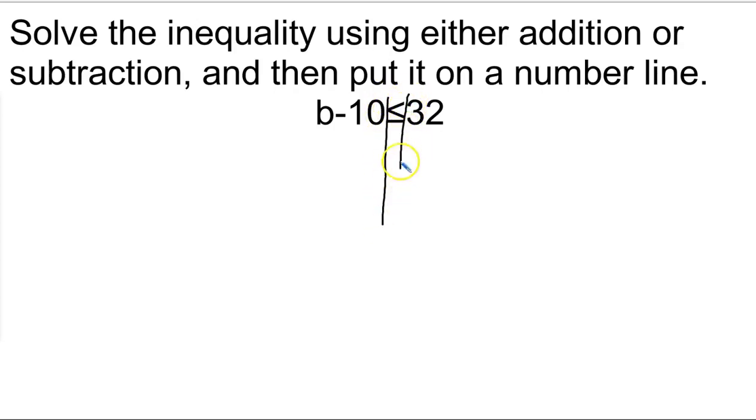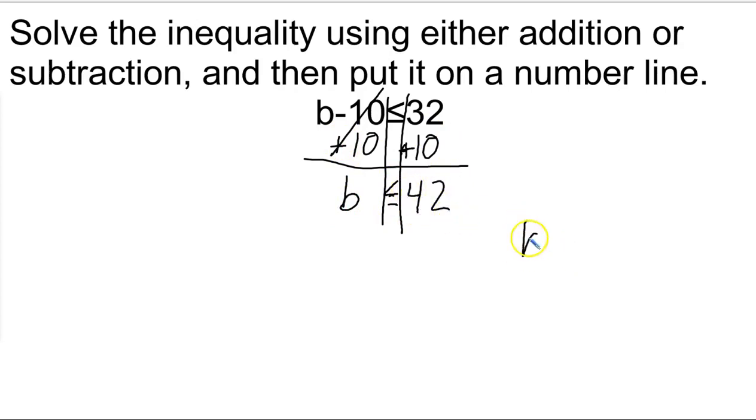Draw the walls. Real thing. We see subtraction in the problem, so let's add to solve for it. Plus 10. Those cancel out. I'm left with B is less than or equal to 42. B is less than or equal to 42. So step 1, step 2, step 3.